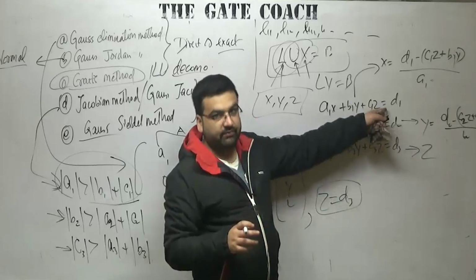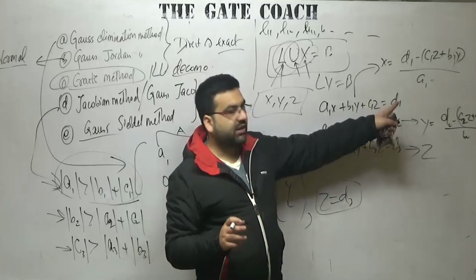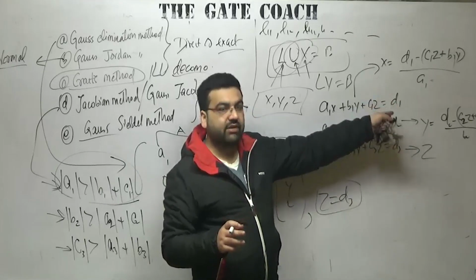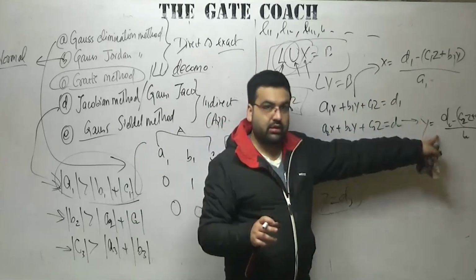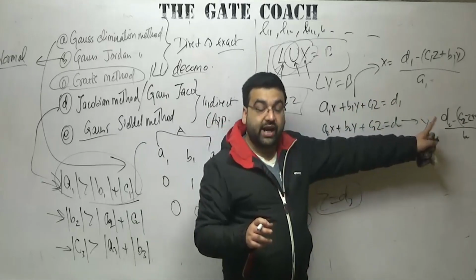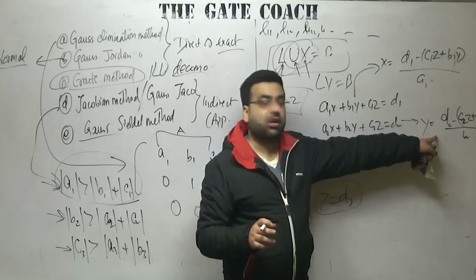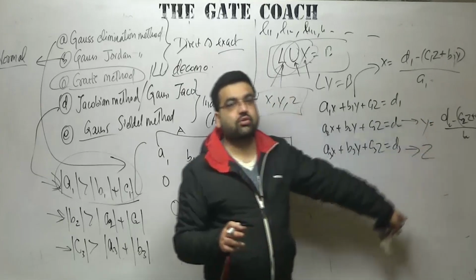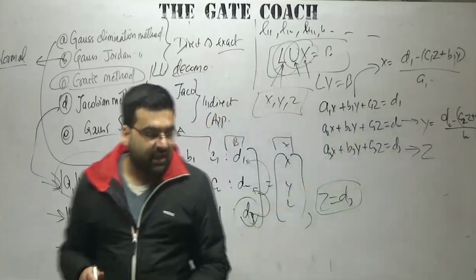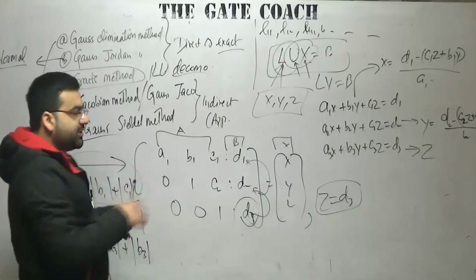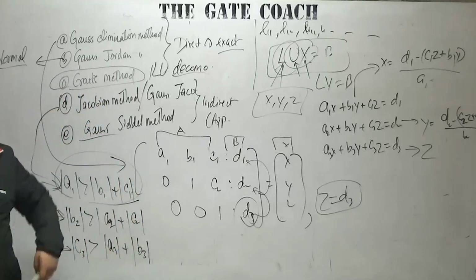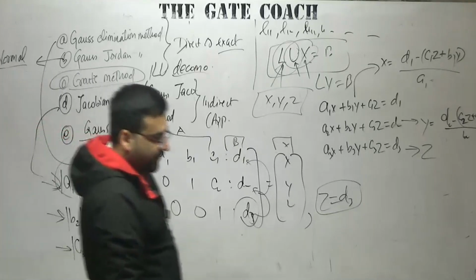Now again repeat it. You put the value of x1, y1, z1 to get the value of x2. Put the value of x2 here: x2, y1, z1 gives y2; x2, y2 gives z2. That is how we proceed in the Gauss-Seidel method. It is also an indirect method. It is also an approximate method.